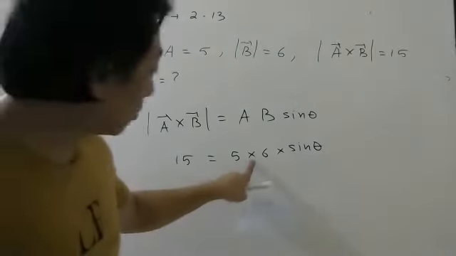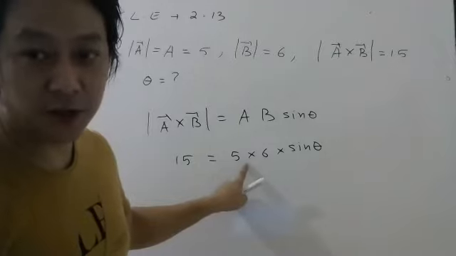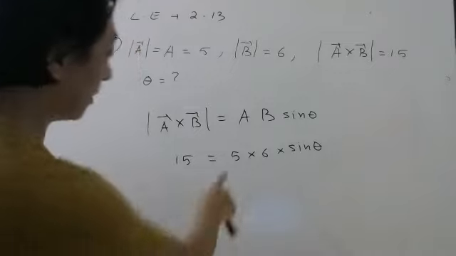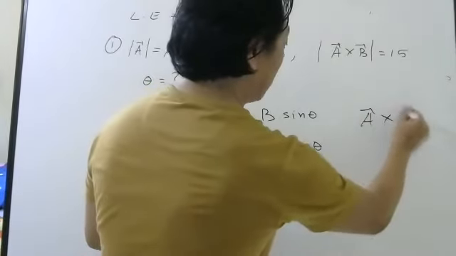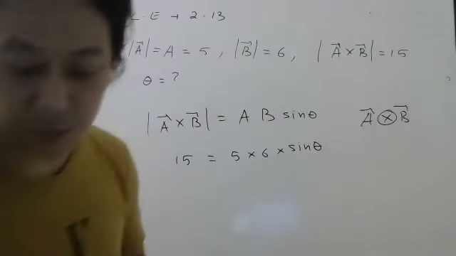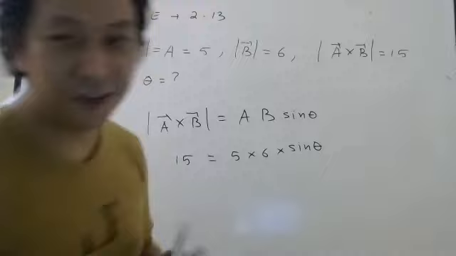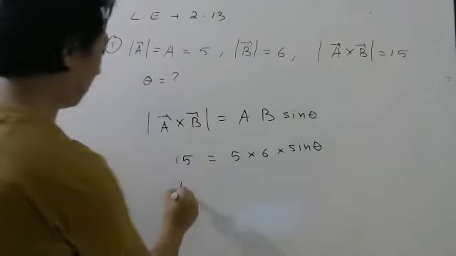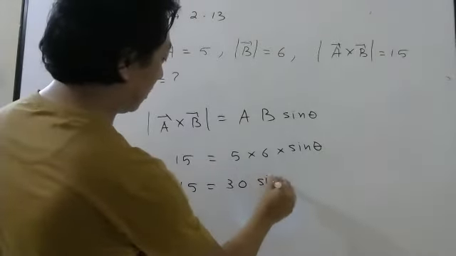Students, is this a cross product? When I write here in this sign, is it a cross product? No, that is normal multiplication. This is normal multiplication when numbers are there. When vectors are there, then we call this cross product. It is a very special kind of product. So when numbers are there, it is just multiplication. So 15 equals 5 times 6, that is 30, sine theta.